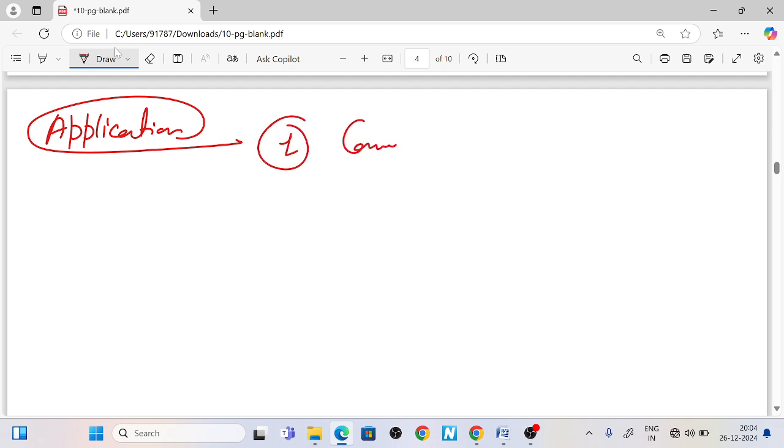See, now let's talk about applications. You have heard that there is some encryption and decryption. For example, let's talk about this communication.